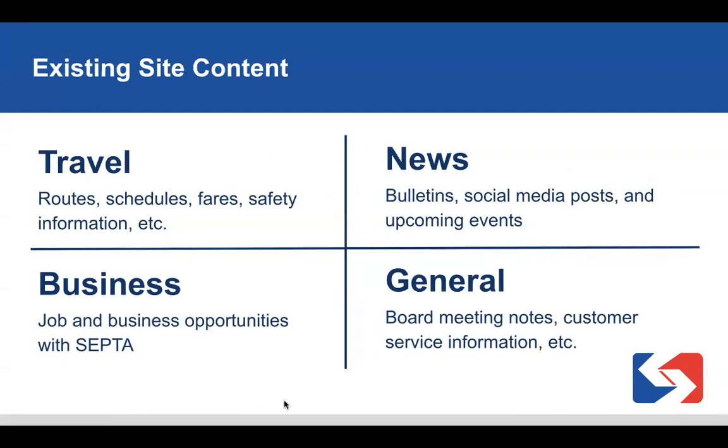So the existing content on the site can be broken down into four big categories. That is travel, so schedules, routes, that type of thing. News, so news bulletins, social media posts. Third is business, if say you're looking for a career with SEPTA, or general, which pertains to the general operation of SEPTA. This is a lot of different content, and it was spread around the site in a way that wasn't very clear.